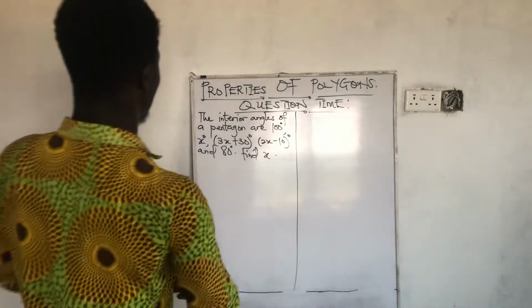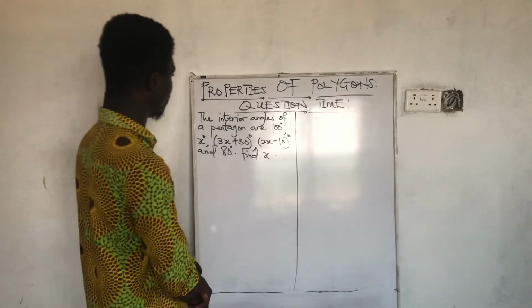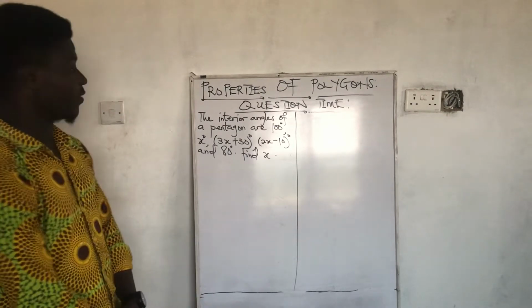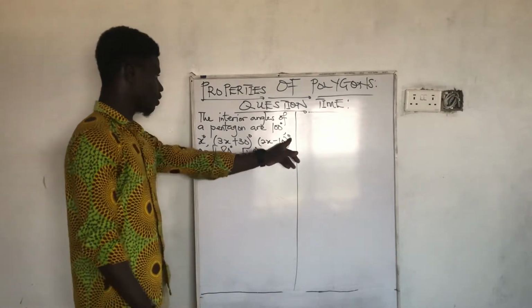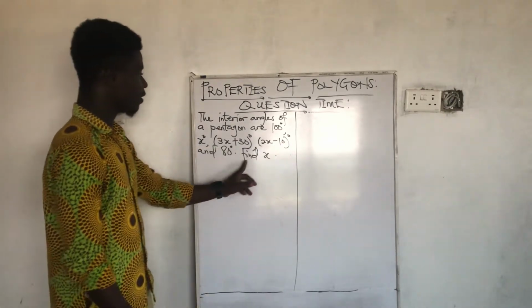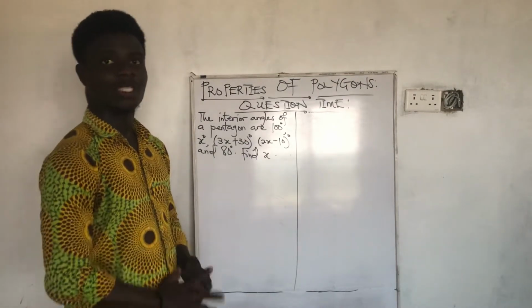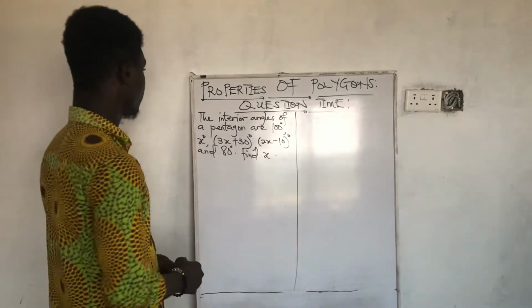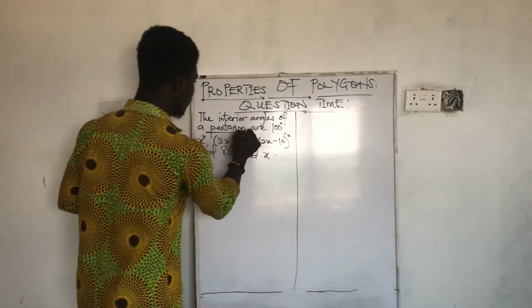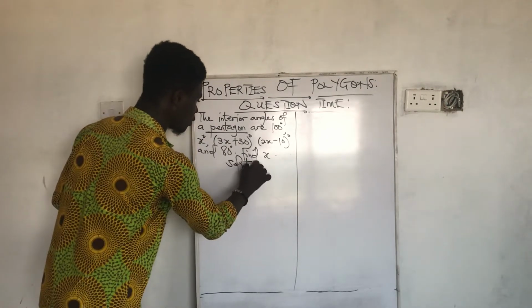Alright, so let's tackle this question. The interior angles of a pentagon are 100 degrees, x degrees, (3x plus 30) degrees, (2x minus 10) degrees, and 80 degrees. Find x. Very, very simple. This one, the angles are what? Internal. The angles are inside the polygon. So, what's the name of that polygon? Pentagon. So, let's see how we can solve this question.